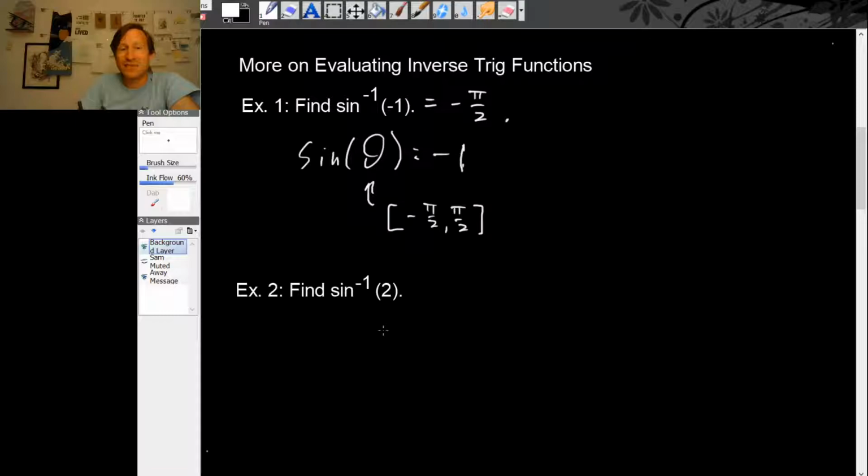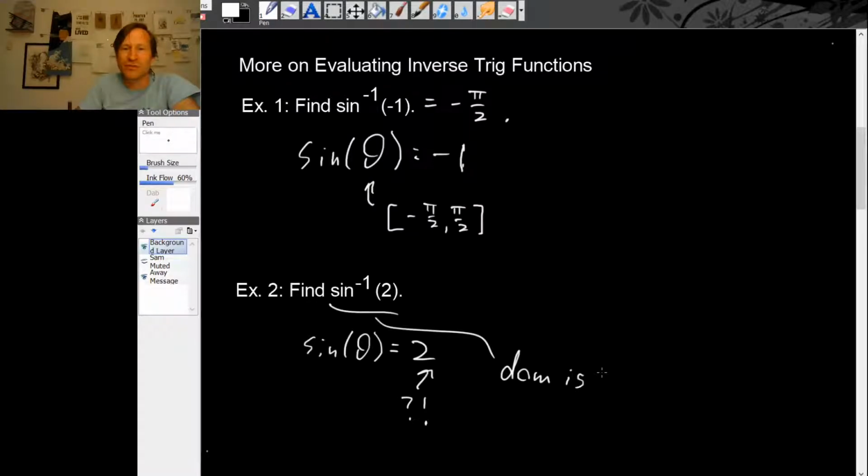So now let's look at inverse sine of 2. Here, we're looking for some angle theta whose sine is 2. But wait a second, there is no such angle. The range of sine is from -1 to +1. 2 never comes out of the function sine. Going to inverse sine, the way of saying that is that the domain of inverse sine is from -1 to 1. 2 isn't even in the domain of inverse sine, so there is no such thing as inverse sine of 2. So this is undefined.